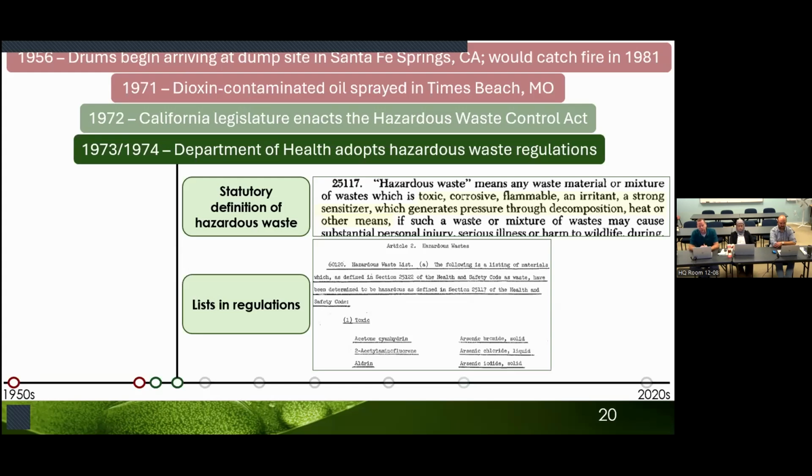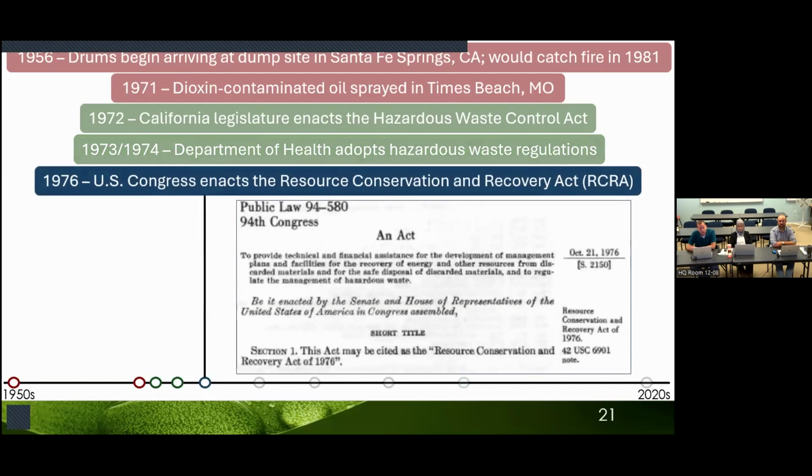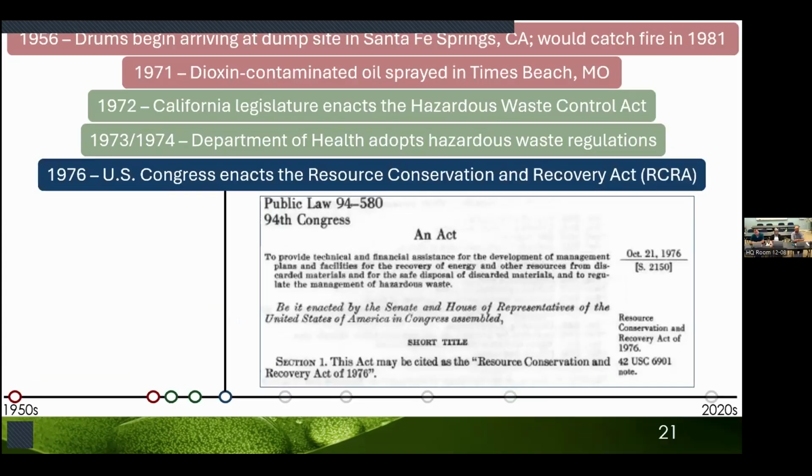Clearly, there was a need to codify a better defined set of criteria that waste generators could use to determine if their wastes were hazardous. And that was just about to happen, not only for California, but for the whole nation. That's because in 1976, the US Congress enacted the Resource Conservation and Recovery Act, or RCRA. I'll color code federal actions in blue.